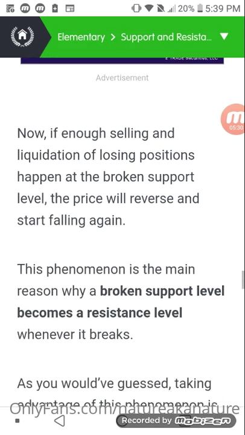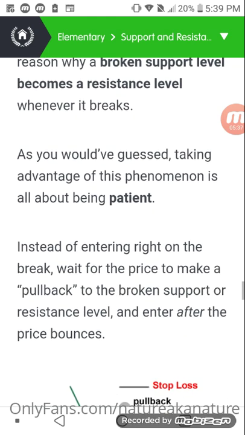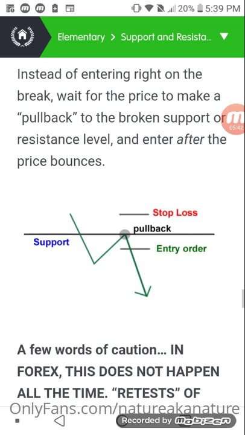the conservative thing to do, once price breaks through a support or resistance level, is that instead of entering right off the break, you wait for price to make a pullback. Once price makes a pullback to the broken support or resistance level, you enter after that pullback. So you can see price pulls back.